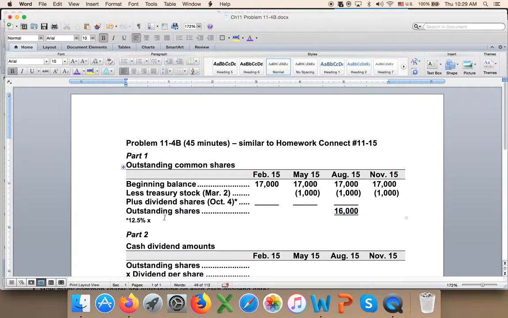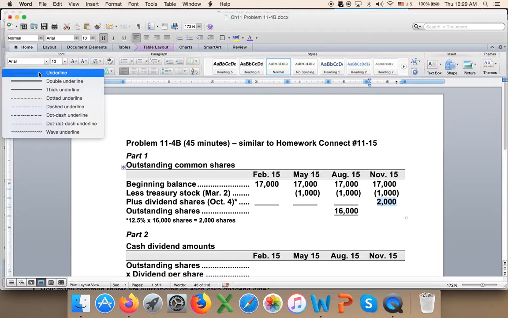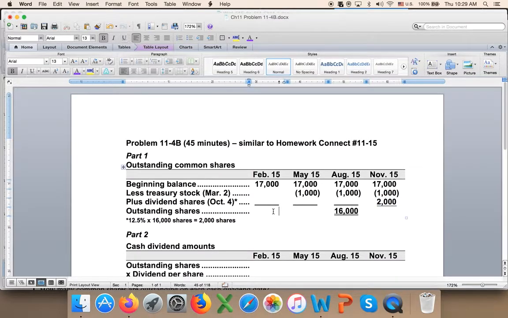So I'm going to multiply it by 16,000 shares, and that gives me the number of additional stock dividend of 2,000 shares. So that goes right here. I'm going to add 2,000, okay? And then we're going to have our totals.